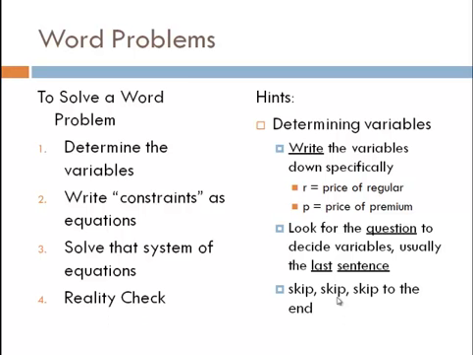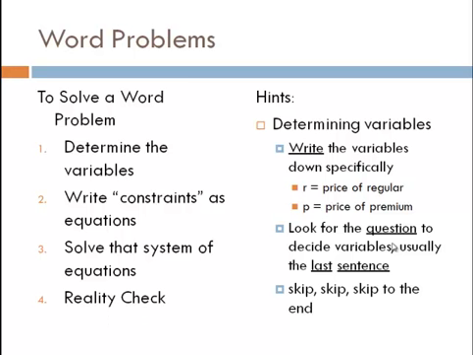One hint for determining what your variables are is that you ought to write them down, especially if the letters don't make sense. If you're using X and Y to represent things and you're not going to remember at the end of the problem which one is which, it's a good idea to write them down. Another hint that I use a lot is I'll look for the question first of all, to decide what the variables are.